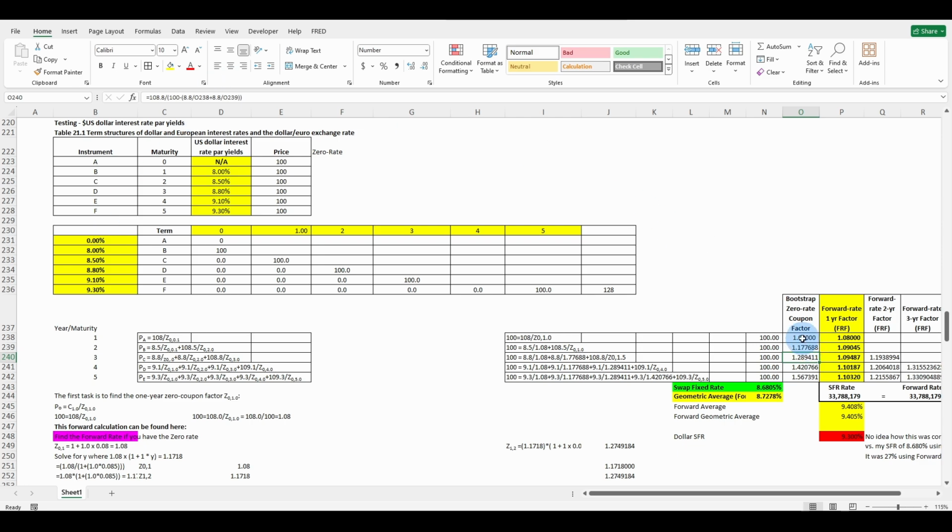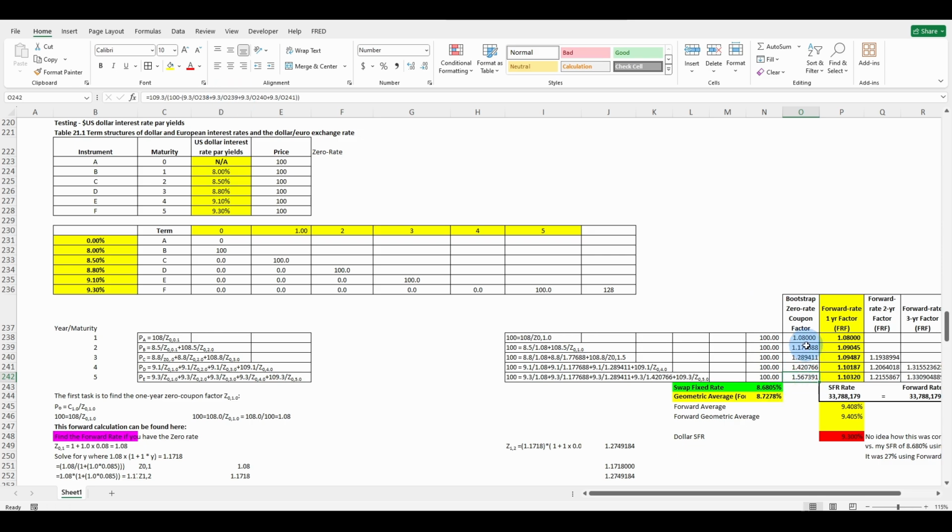So remember, if you just look at the second year, you're going to go 108.5, and that would be year 3. 100 minus 8.5 divided by 108. It's just going to give us our zero coupon factor. And the same thing, we have 109.3. That's this number here. Divide this by 100 minus 9.3 divided by 0.238, which is going to be the previous year, plus 9.3, and then 0.239.